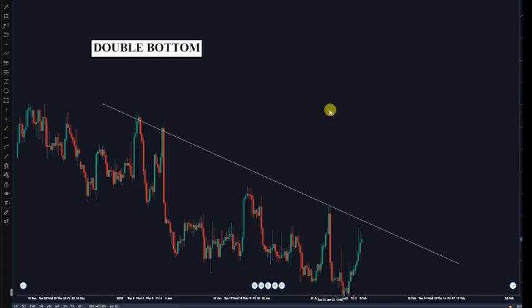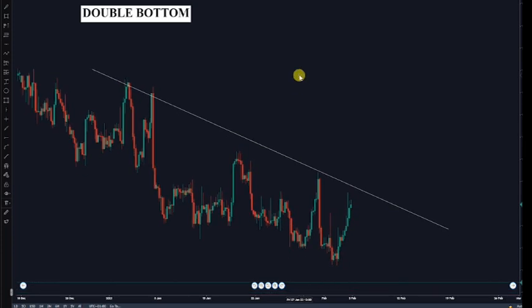So looking at the screen, you notice that I labeled a double bottom. Some of you may say it's something relevant to everybody. Everyone knows about that, but you don't know what I'm about to share with you. So stay tuned. This is what people don't know about trend reversal.